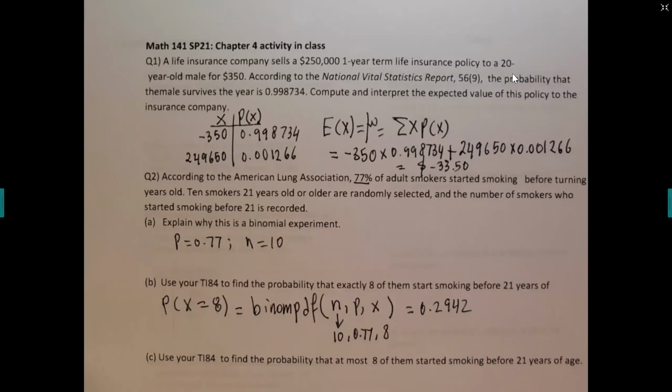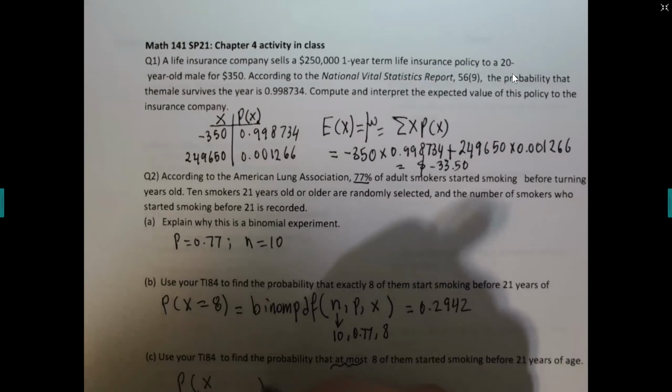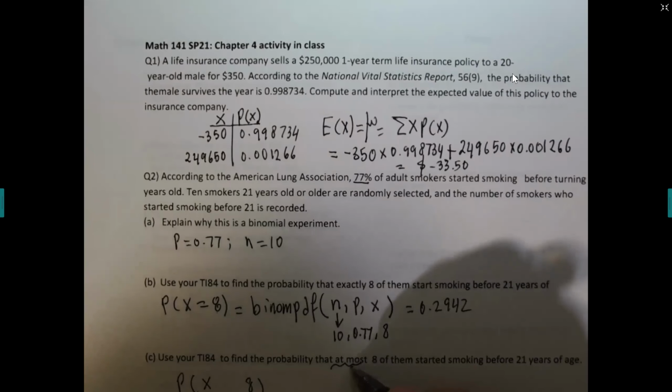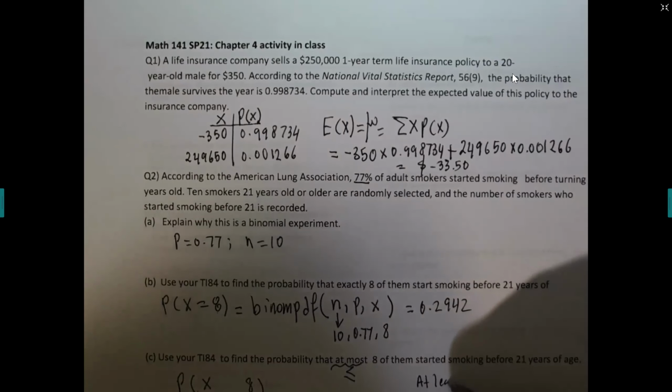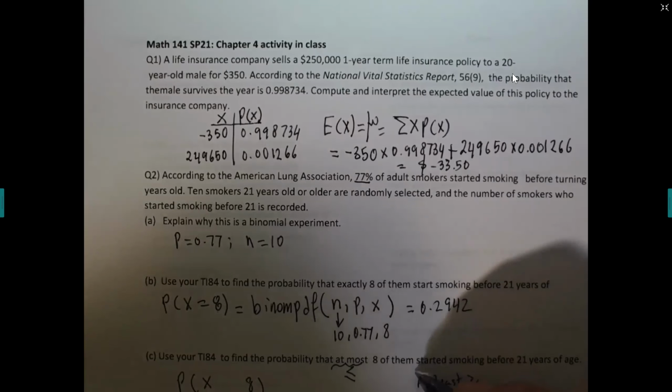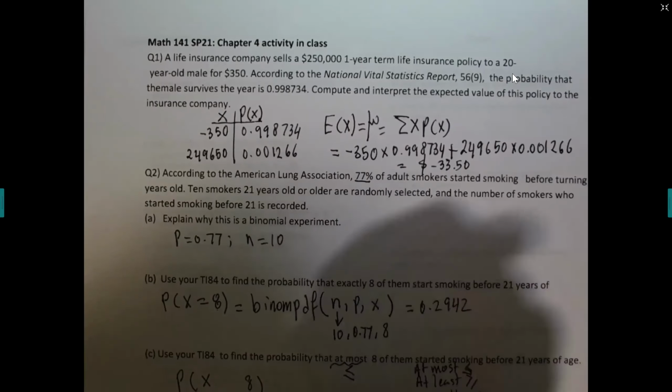Next question. Use your TI calculator to find the probability that at most 8 of them. Can you guys remind me what the sign of at most is? How do I write this? At most, guys, is this sign. At least, let me just write them down for you, this sign. Less than, it's this. More than, that one. And let me put the at most at top here. So this is at most.